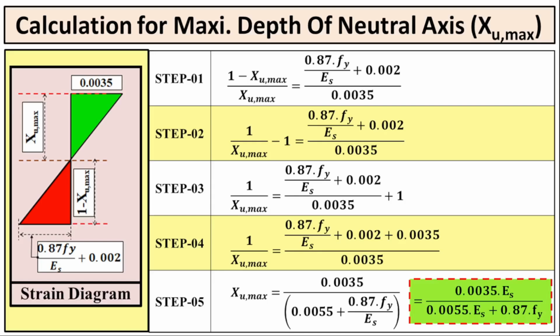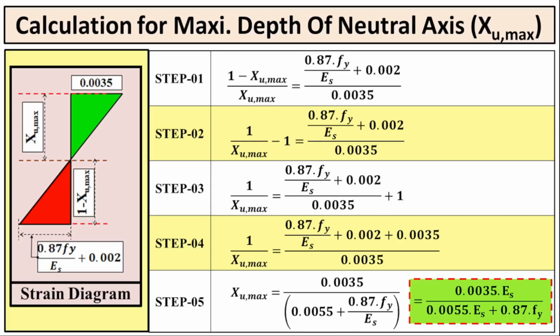Therefore, we can express the relationship as 1 minus xu max, divided by xu max, equals 0.87 times Fy, divided by Es, plus 0.002, divided by 0.0035. Steps 2, 3, and 4 involve successive algebraic simplifications of this equation.